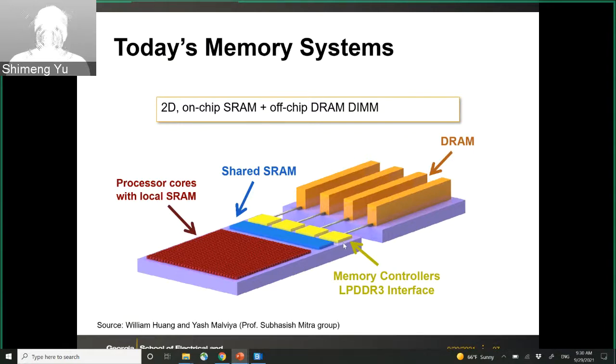And here, for example, the memory controller can be built on the CPU stack, and then we have the data bus connecting to your DRAM stream. So this is a very representative design of today's memory system.